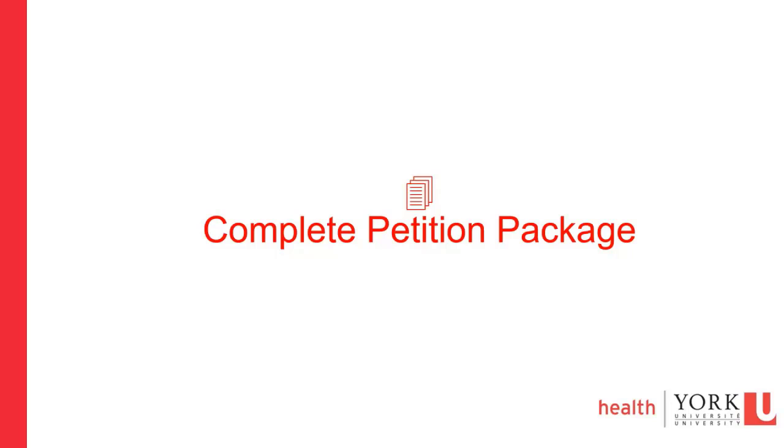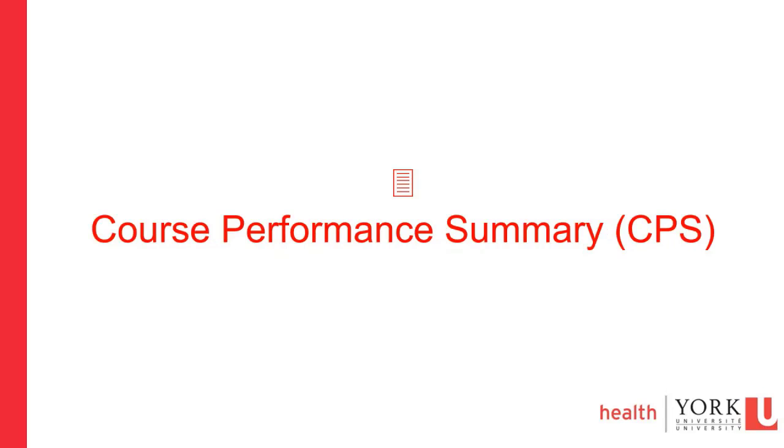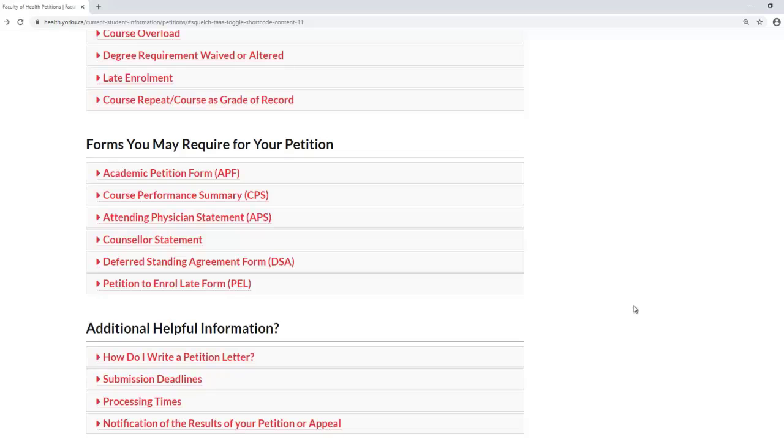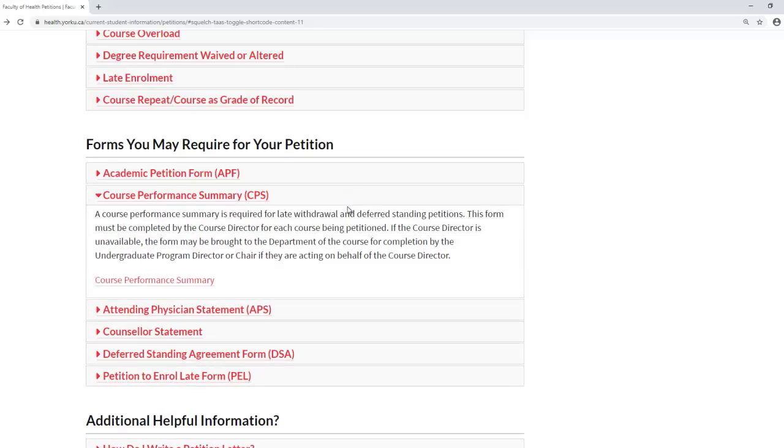We will now review the forms that may be required in a petition request. Course Performance Summary. A course performance summary is required when petitioning to drop a course or a late withdrawal, and also when petitioning for a deferred standing or an extension of deferred standing. If you are submitting such a petition, please ensure that a course performance summary is included for each course being petitioned.